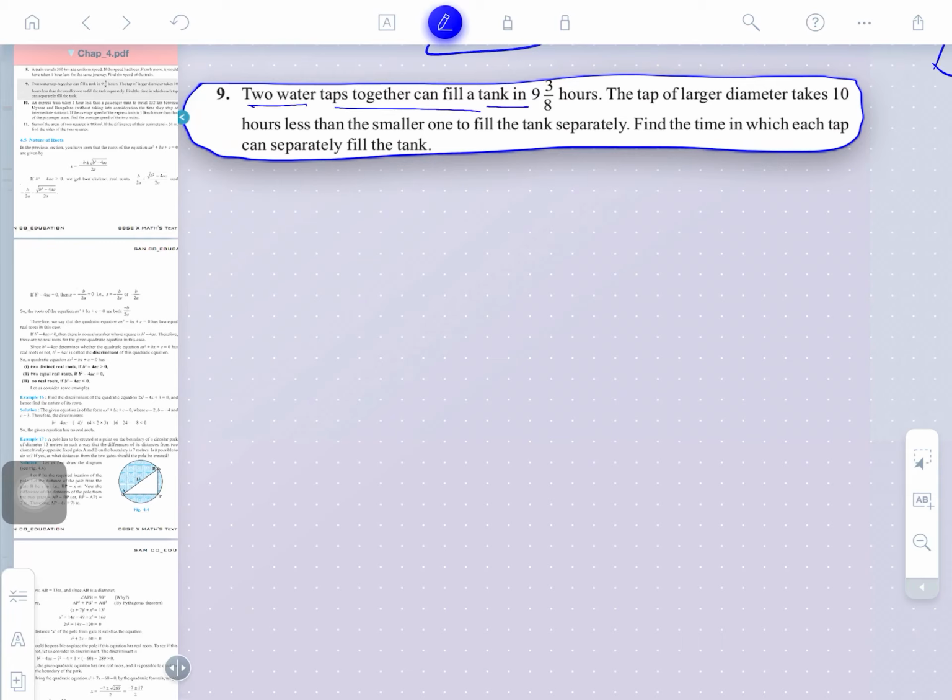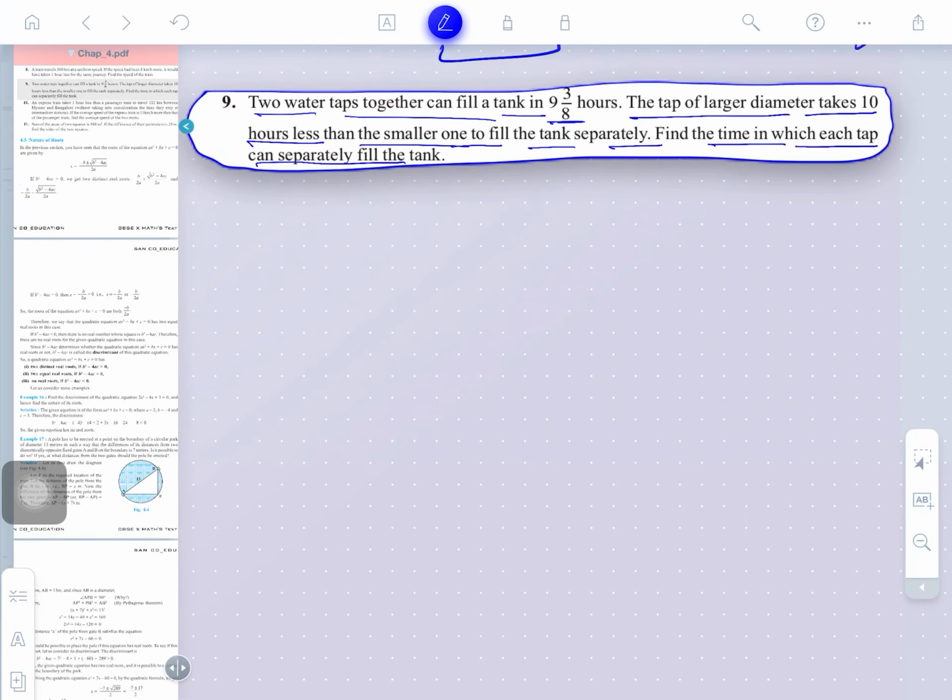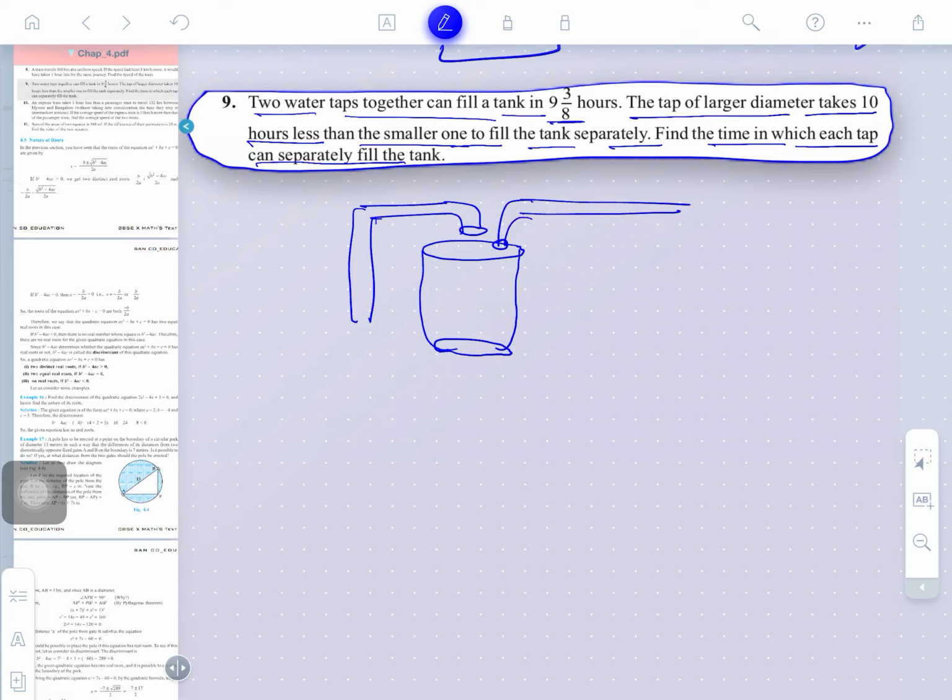Two water taps together can fill a tank in 9 whole 3 by 8 hours. The tap of larger diameter takes 10 hours less than the smaller one to fill the tank separately. Find the time in which each tap can separately fill the tank. Okay. So one is one tap and the other tap. The two taps are together filling the water at the same time.